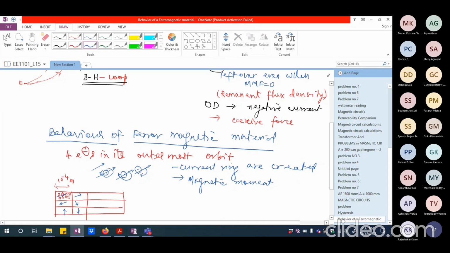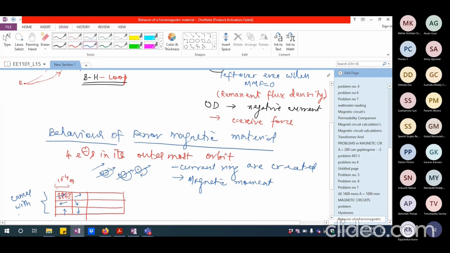So when you take a new sample of iron, although each domain has a finite magnetic moment, when you look at the entire piece in totality, all these magnetic moments cancel with each other.